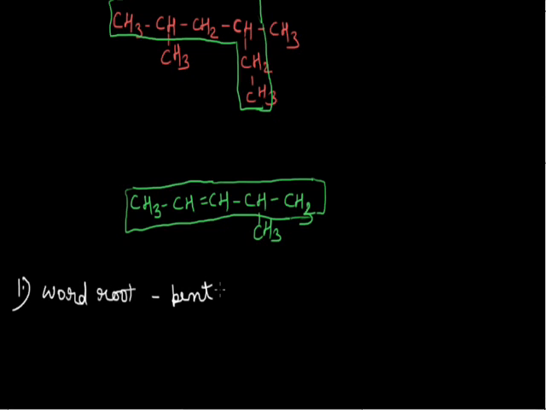And second is saturation or unsaturation, because saturation and unsaturation determine the primary suffix, which is alkane, alkene or alkyne. Because a double bond is present between two carbon atoms, that's why the primary suffix will be "-ene".